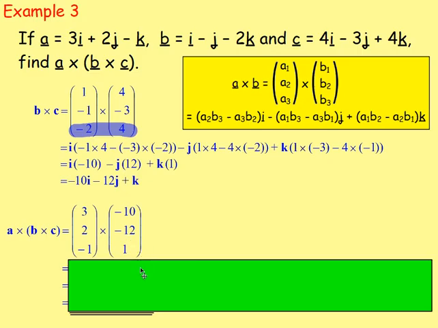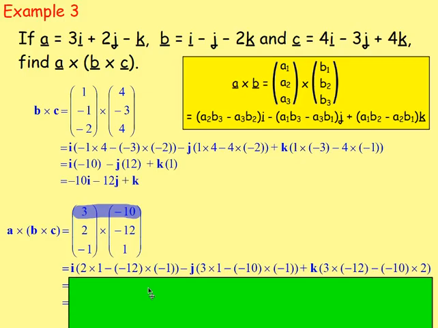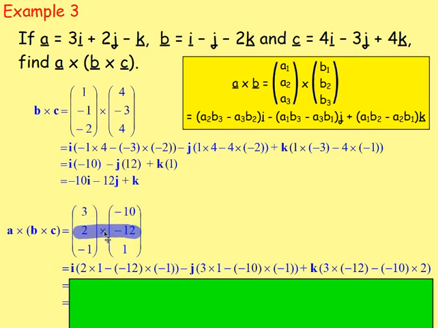To work that out, we start by covering up the top row. So cover up the 3 and the -10. We can see we've got this 2 by 2 matrix remaining. It will be visible. So the coefficient of i will be the determinant of that 2 by 2 matrix. So it's going to be i times 2 times 1, take away -12 times -1, plus minus plus pattern. So we'd have take away j times, cover up the middle row, and we've got the 3, the -10, the -1, and the 1. So 3 times 1, take away, and we've got -10 times -1.